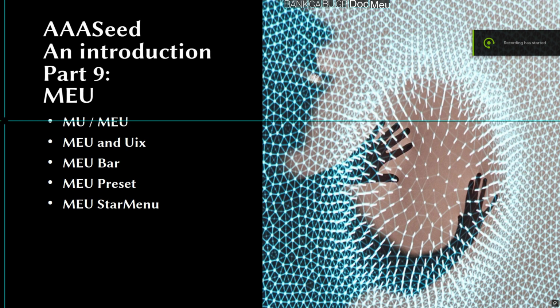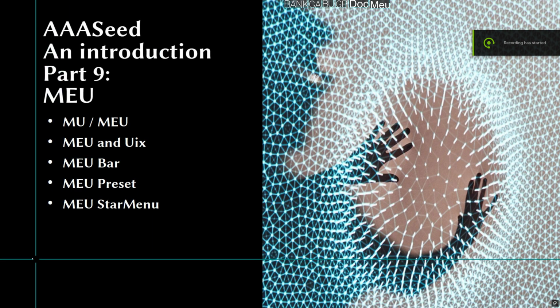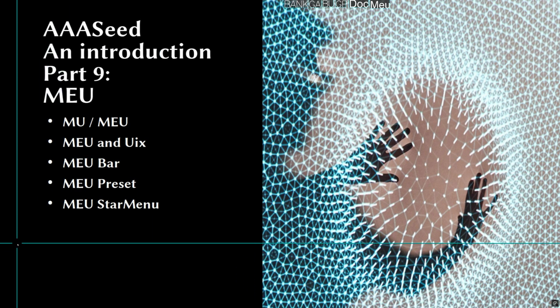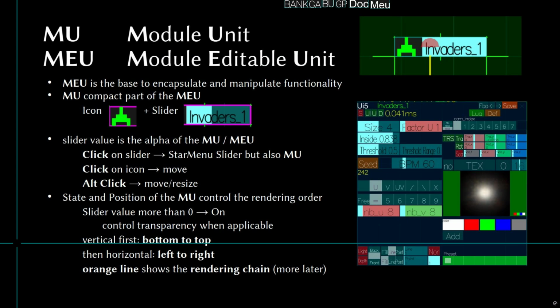Today, after seeing all the details of the interface, you're kind of familiar with it now. So we're going to dive into the most important subject, I will say, and I will try not to be too fast and go slowly because it's very important. It's the MEU. MEUs are really the center of AAASeed. It's like the functional blocks, the atomic side, not of the interface but of functionality.